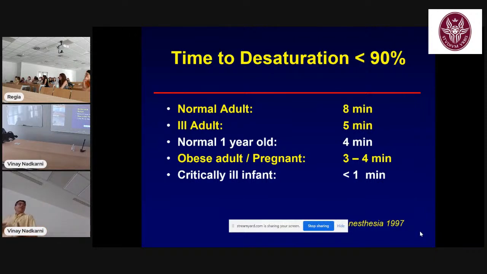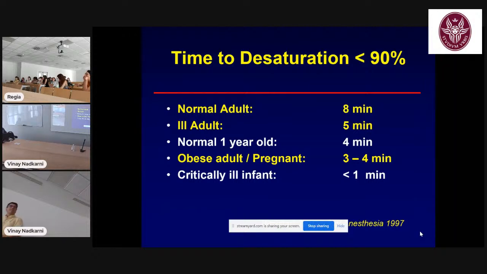But if you take a critically ill adult, you guys know, right? They don't have as much lung reserve, their FRC is worse, they desaturate in 5 minutes. But look at a normal, healthy 1-year-old: pre-oxygenation for 8 minutes with 100% oxygen, they'll desaturate after 4 minutes. And the critically ill infant, in 1 minute or less. They have very little reserve.